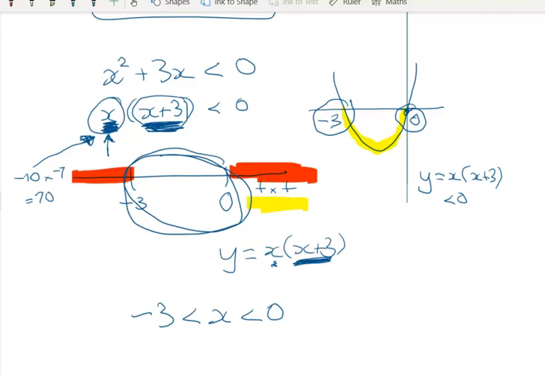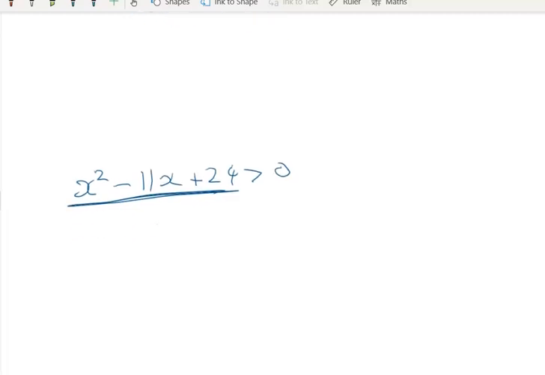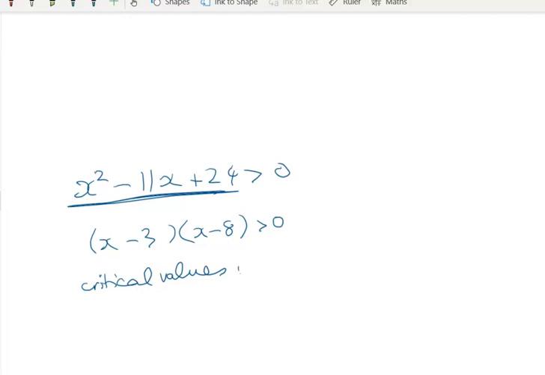Now, the last question in here is similar, and we have to factorize again. It's this quadratic, and we want to know when is this strictly positive. So we start by factorizing, and it's a very easy factorize. So it's x minus 3, x minus 8. So my critical values, or my crossover values, are x equals 3 and 8. So let's put those on a number line, and then we can look at what's going on.